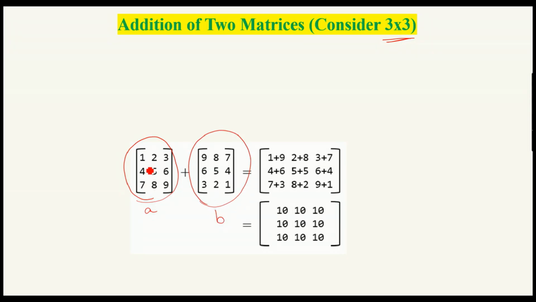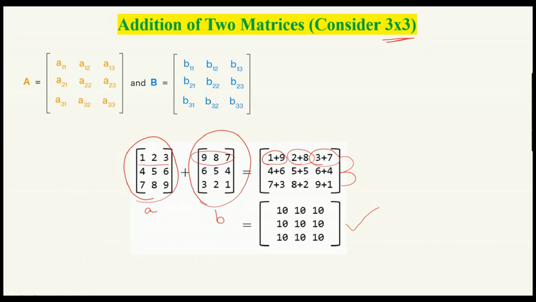How do we add? We will be adding all the elements from the first row of the first array to the first row of the second array. That means 1 plus 9 will be my first element, 2 plus 8 will be my second element, 3 plus 7 will be my third element, and the process follows. So this will be my resultant matrix.